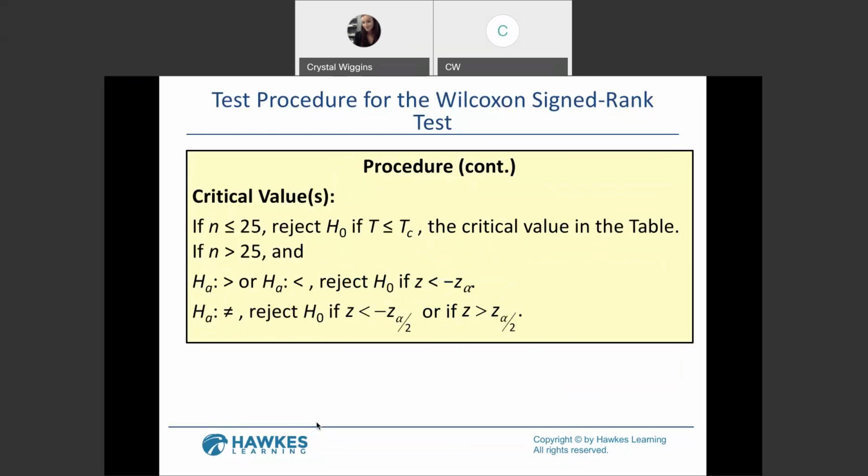Your critical values, if your sample size is small, then you will use the table that I just showed you to find your critical value. If your sample size is large and your hypothesis is one-tailed, then you use a z-score and find it by using all of alpha. And if you have a two-tailed test, then you would use alpha divided by 2, which you should also recall that we did in chapters 6 and 7 of Stats 1.